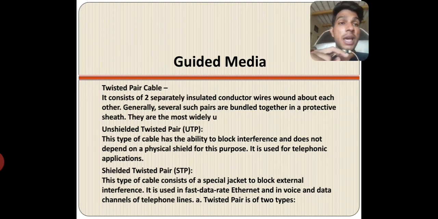This type of cable has the ability to block interference and does not depend on a physical shield for this purpose. It is used for telephonic applications. And third one is shielded twisted pair, STP. This type of cable consists of a special jacket to block external interference. It is used in fast data rate Ethernet and in voice and data channels of telephone lines.